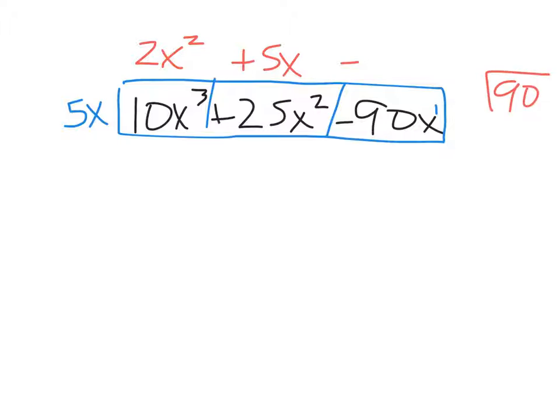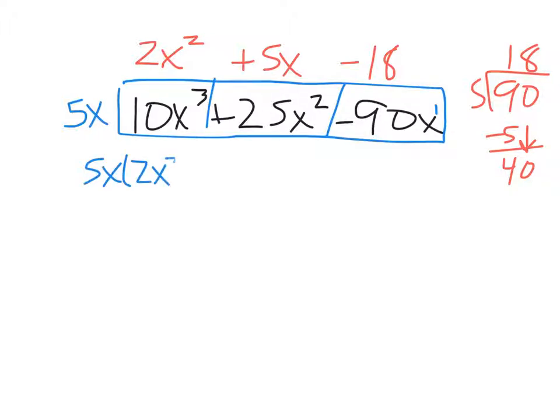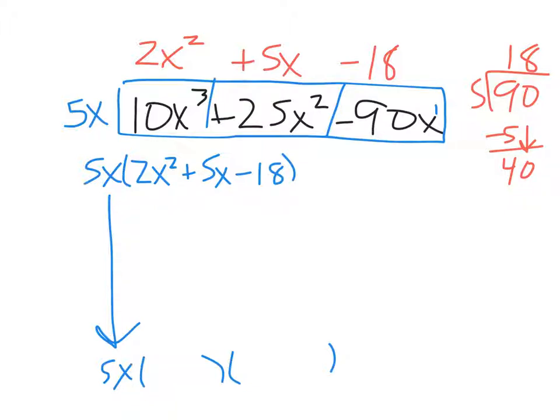And then, once again, if you don't have it memorized, which you probably don't, we're just going to long divide this puppy. 18. All right, so I get 5x times 2x squared plus 5x minus 18. So I'm going to bring down my 5x, and I'm going to try to factor what's on the inside. So a is 2, b is 5, and c is negative 18.